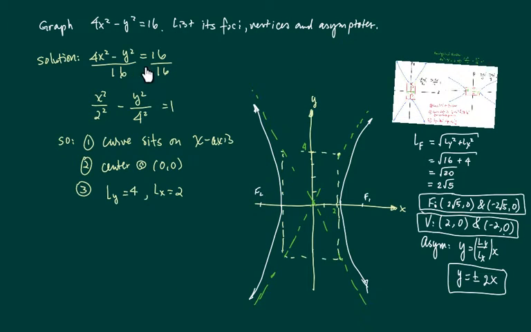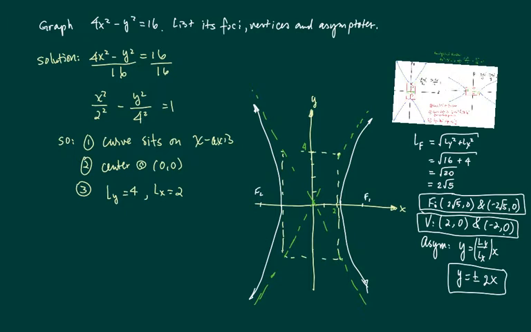Alright, so the solution looks something like this. I'm going to divide the 16 on both sides, and notice how I carefully express this in the square term because I need to read what the length on x is, that's 2, and on y is 4. Center is at 0, 0, there's no shift, and the first term is positive on x, so the curve is going to sit on the x-axis.